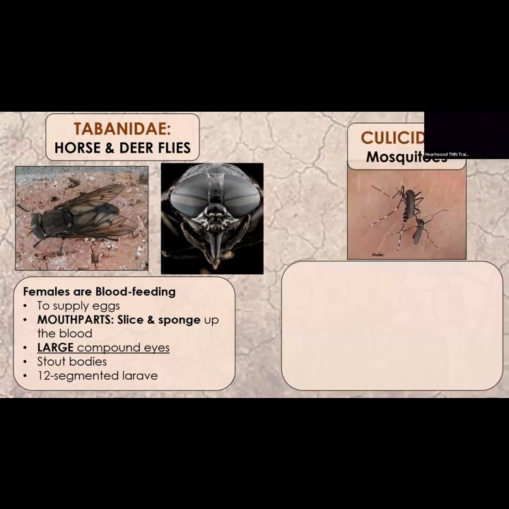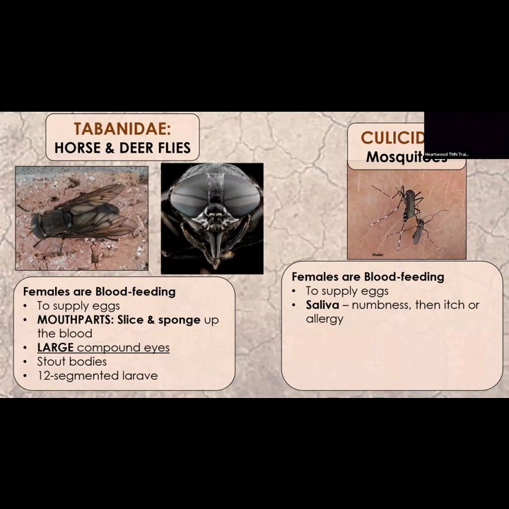The next one, mosquitoes. Who likes those anyway? These are on the same page because these are both blood feeding flies. Now, mosquitoes use more of a piercing, sucking mouth part versus the spongy, slicing, rasping that horse flies use. Their saliva is what numbs you at first, so you don't know what's happening. And that's also what causes the itch or the allergy afterwards.